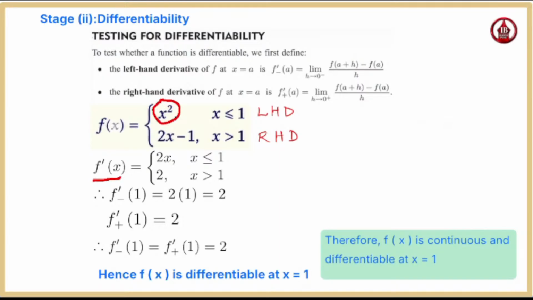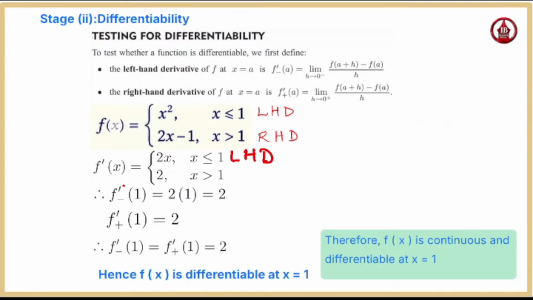So x square, you know that it becomes 2x, right? So it is 2x, and 2x minus 1 will become 2 because x will become 1 and 1 will become 0. So 2 is the answer, right? Now, which part is right hand limit and which part is left hand limit? Of course, the first part is left hand limit, left hand derivative. Okay, this is left hand derivative.